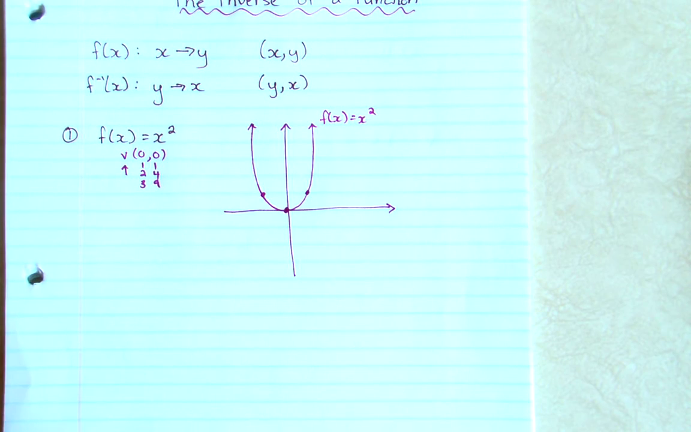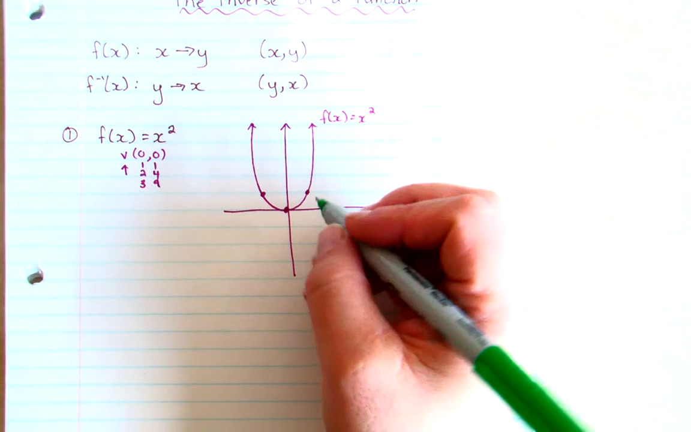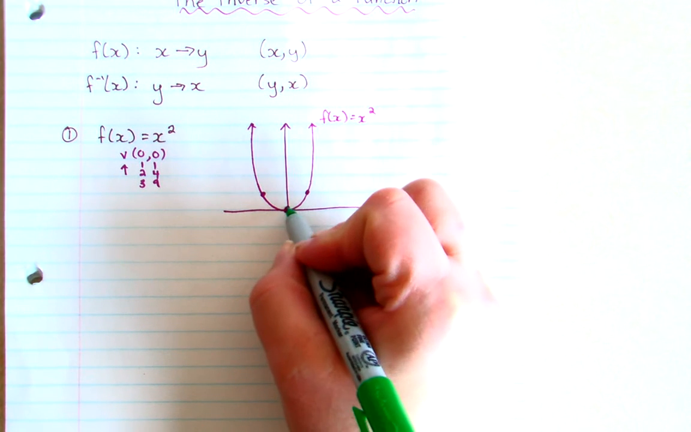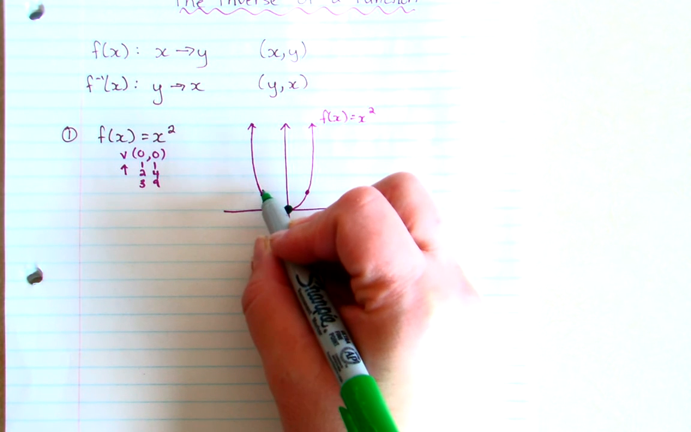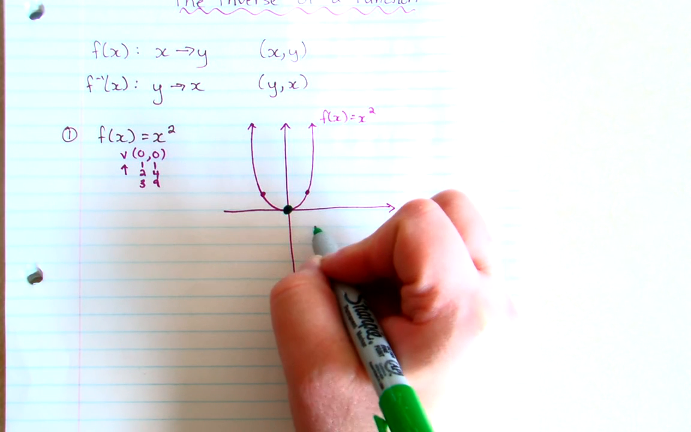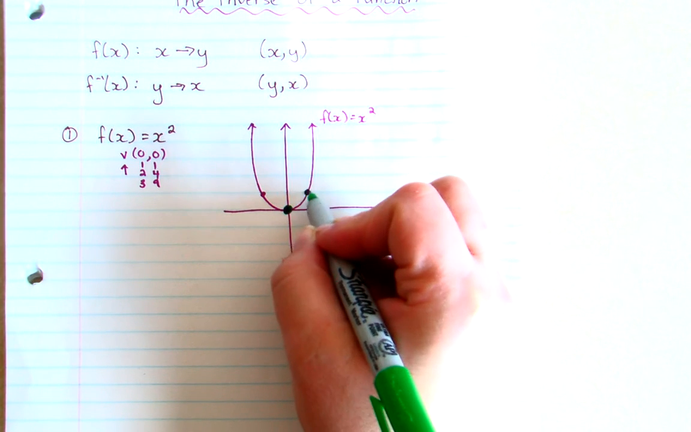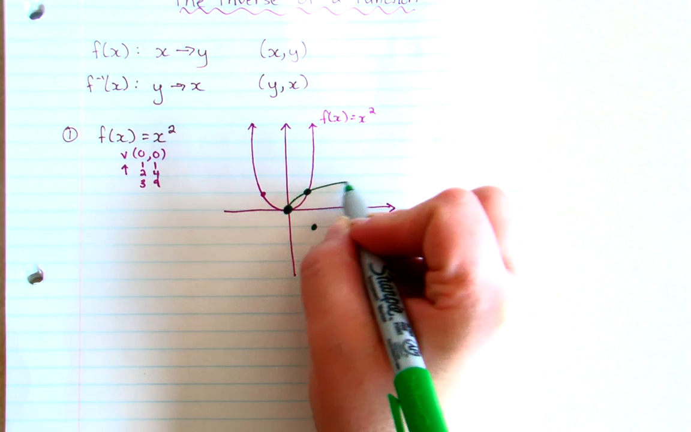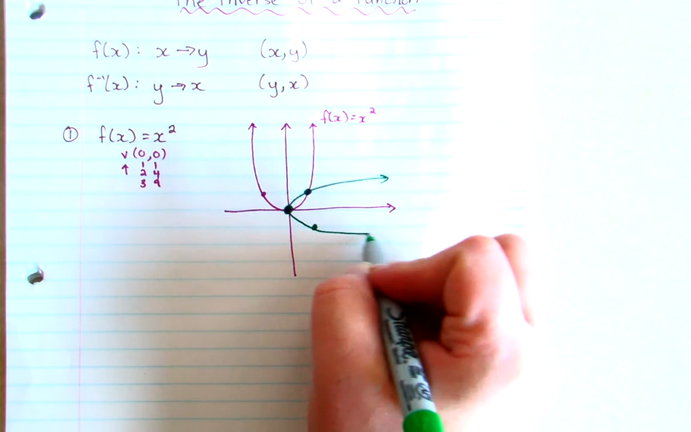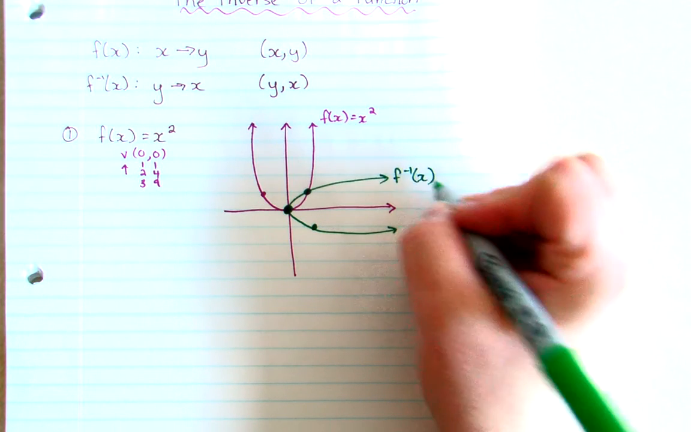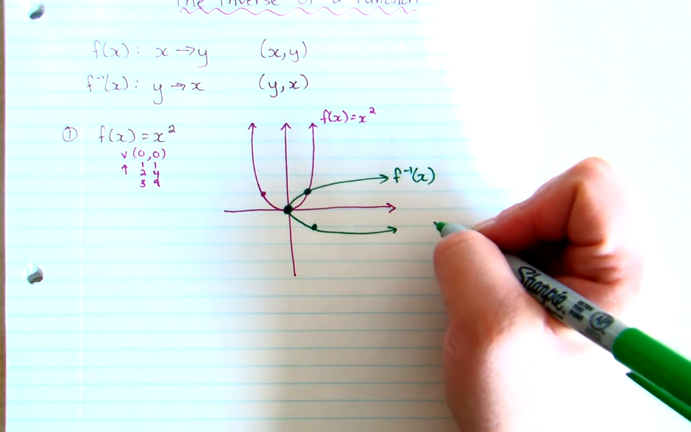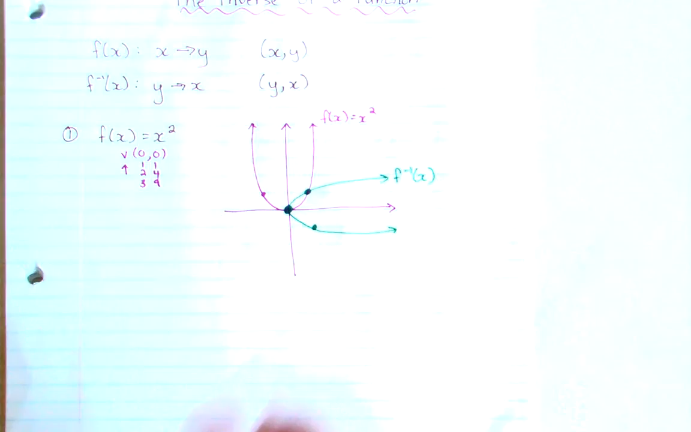To get the graph of the inverse, what I'm going to do is take any of the ordered pairs and swap them around. So (0, 0) actually stays (0, 0). (-1, 1) will become (1, -1). (1, 1) will stay (1, 1). And if I join them up, I get this, which is f inverse of x. So I use the inverse notation. I am going to get the equation in a minute.